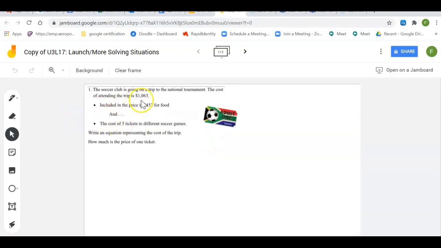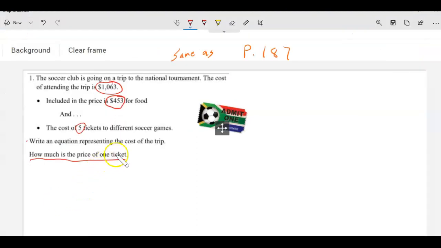All right, so on this one, again, it's the same as page 187 in your binder. So the first problem here is, the soccer club is going on a trip to the national tournament. The cost of attending the trip is $1,063. Included in the price is $453 for food and the cost of 5 tickets to different soccer games. Write an equation representing the cost of the trip and how much is the price of one ticket. And for this one, I got a question mark right there.